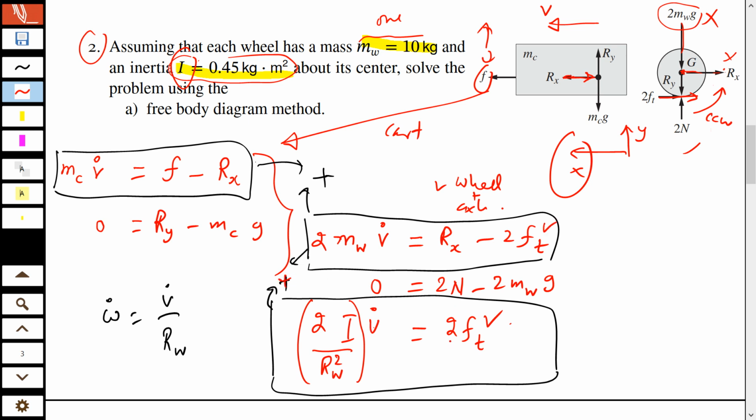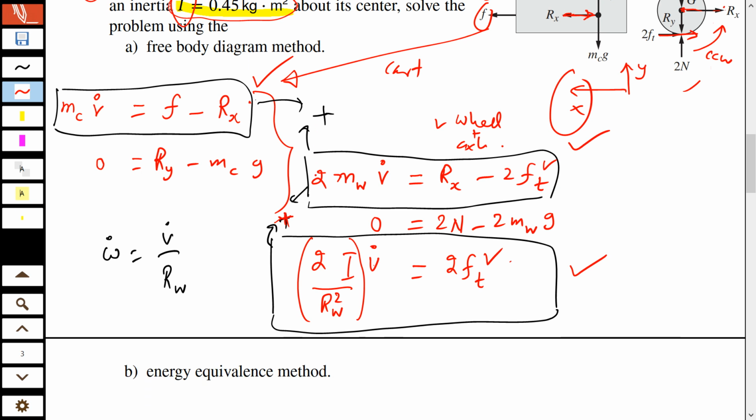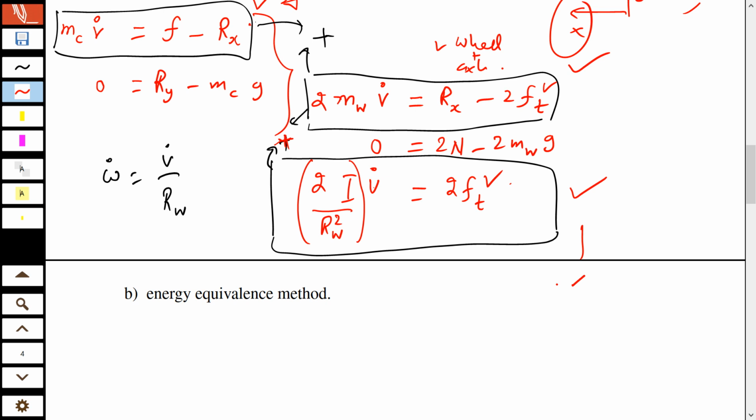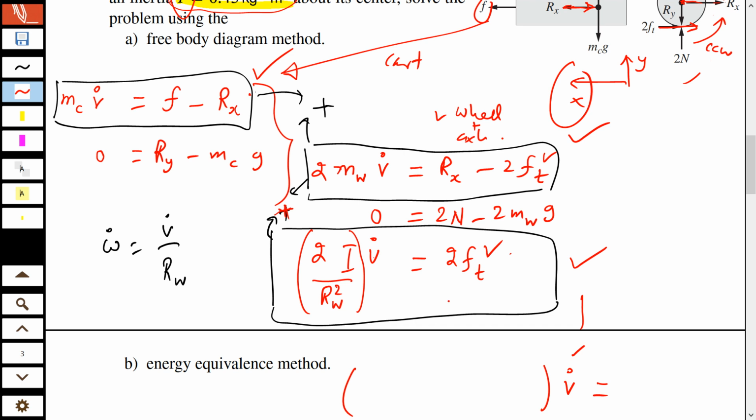So this is now super duper because I can now add all these three equations, this one, this one, this one, and now I can write the final equation. Let me write this down. All these equations have V dot on the left hand side, and on the right hand side, this 2ft will cancel out with this 2ft. This plus Rx will cancel out with this plus Rx. You are only left with this plus F. So that plus F will be the only force left on the right hand side.